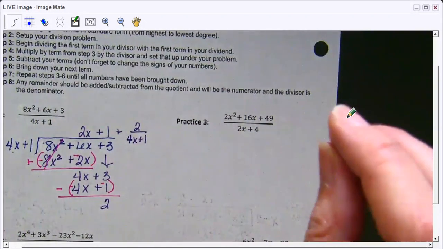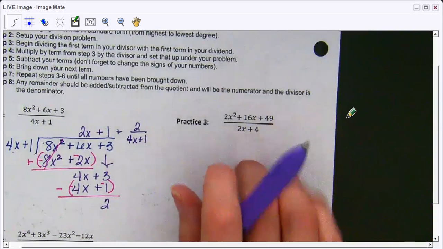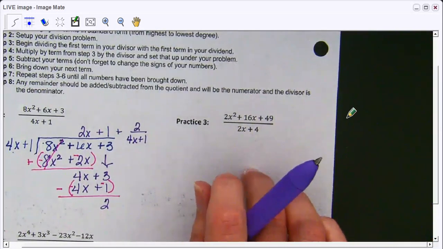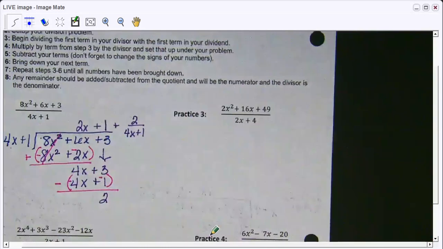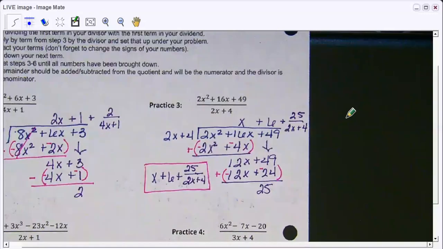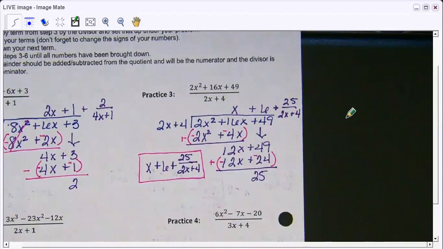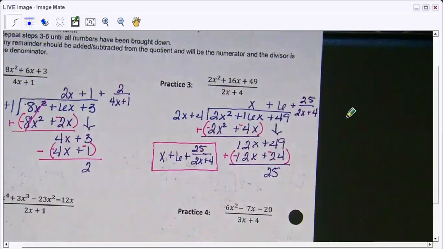I would like for you, do you guys want me to do one more with you or want to try one on your own? Let's do one. Okay, I want you to try practice 3 on your own. Okay, so this is your answer for practice 3. Check my work, make sure I didn't make any mistakes.